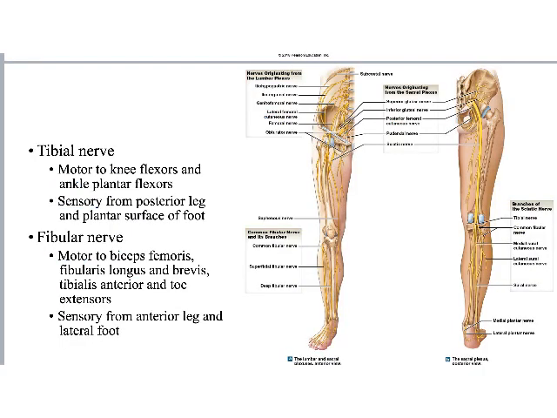Okay, I mentioned that the sciatic nerve splits into the tibial and the fibular nerve. So tibial nerve is going to give both motor and sensation. Motor is going to go to knee flexors and to ankle plantar flexors. So you can review those muscles if you can't remember offhand which ones those are. Sensory information will be from the posterior leg and the plantar surface of the foot. Fibular nerve will give you motor to biceps femoris, fibularis longus and brevis, tibialis anterior, and some toe extensors, and sensory information from the anterior leg and the lateral foot.